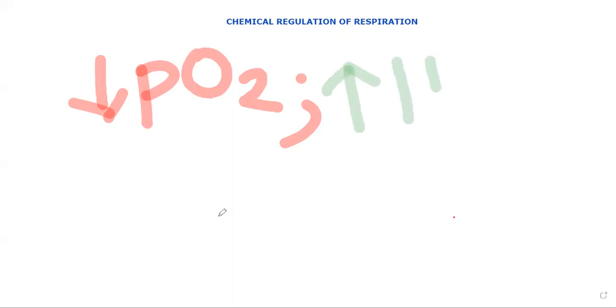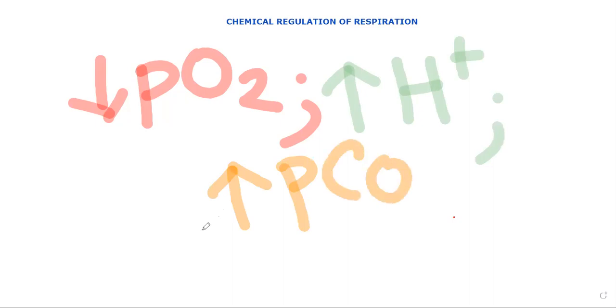increase in the hydrogen ion concentration, that is the increase in H plus ion or proton concentration, or we can say decrease in the pH of the arterial blood. And the third important thing is the increase in the partial pressure of carbon dioxide, that is the increase in PCO2. So these are the three chemical components which actually regulate the respiratory system.